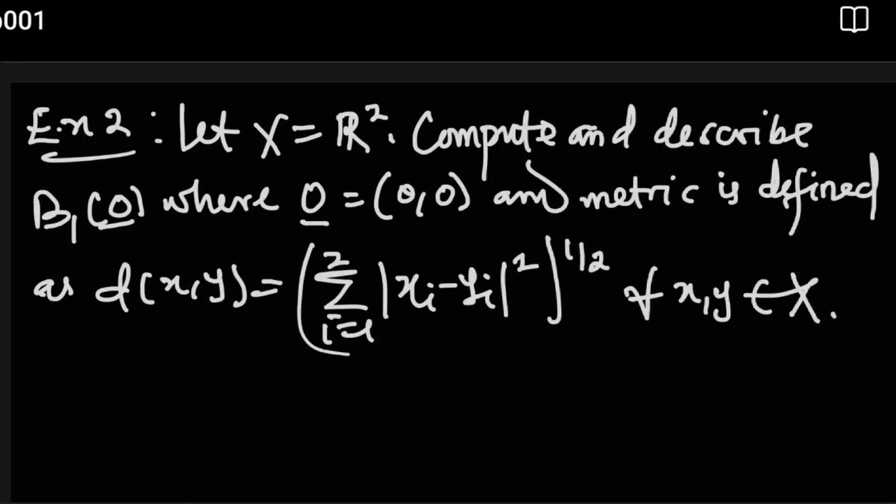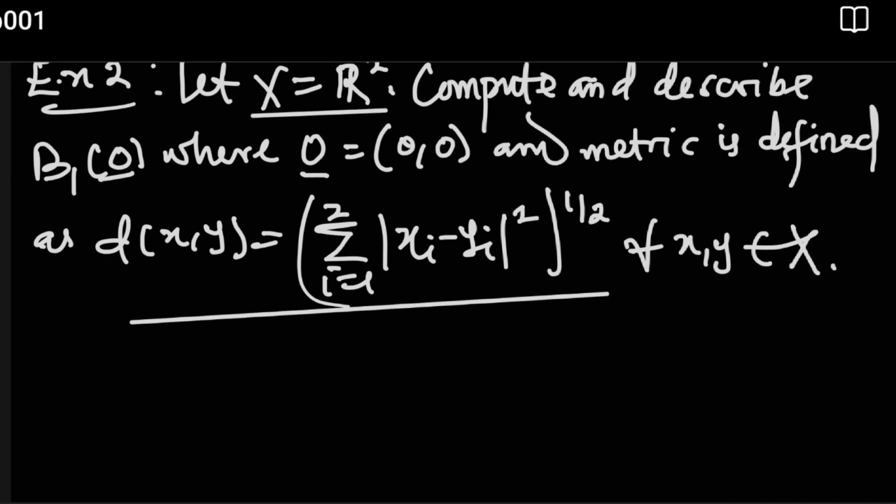Alright, so let's quickly solve this example. So we are given X to be R2. That shows that each point in X has two components. We are asked, this is our metric, to describe the open ball centered at 0. So 0, we have two components.